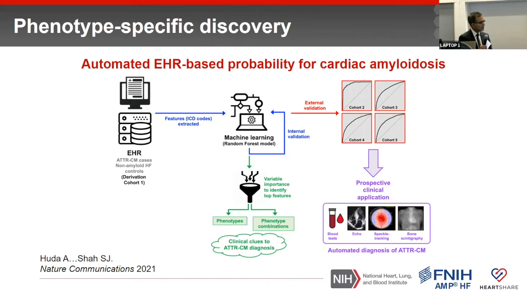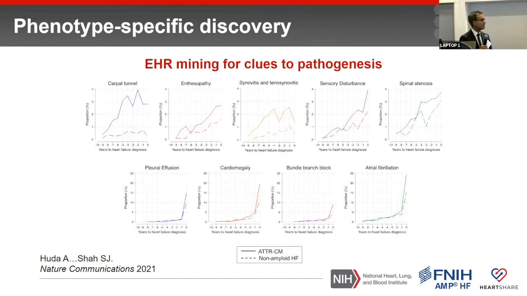And the other thing, in light green in the middle, is that you can look backwards in the EHR and try to find out what antecedent risk factors are there. And we did this, I don't know how well you can see this, but this was really a proof of concept. So the first thing on the left is carpal tunnel, and it goes back 10 years. So 10 years prior to the diagnosis of cardiac amyloid, patients are having carpal tunnel. And we know that, clinicians, we figured that out. But there's enthesopathy, synovitis and tenosynovitis, sensory disturbance, spinal stenosis. The cardiac stuff on the bottom happens late. So now we can identify clues. These might be things that are related to the pathogenesis of disease that we identify.